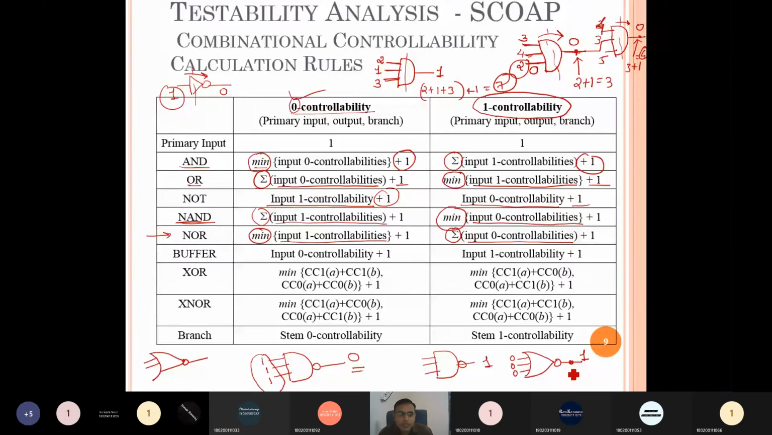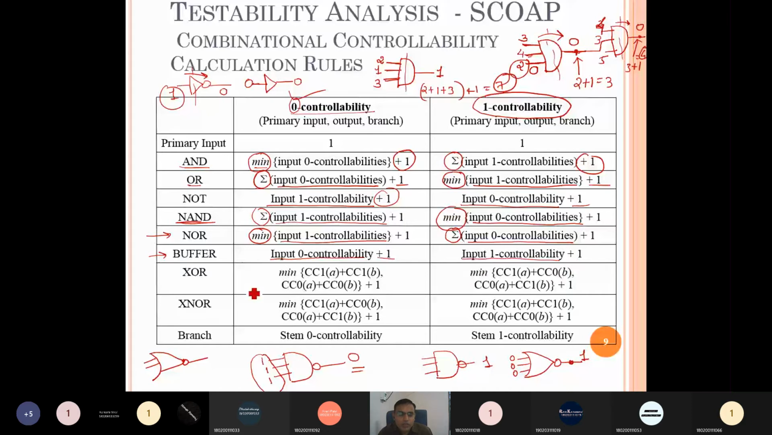Now the buffer. In a buffer, whatever the input is, that is the output, right? So if you want the output to be 0, the input must be 0. So it is the input 0 controllability plus 1, and for output 1, it is the input 1 controllability plus 1.